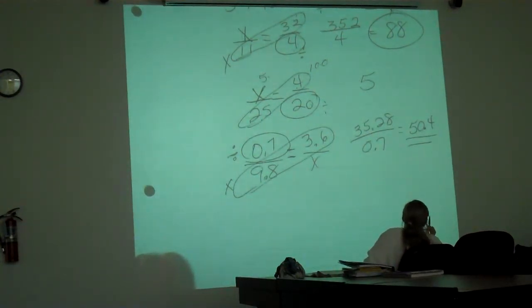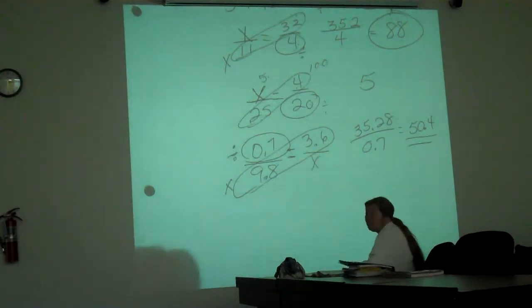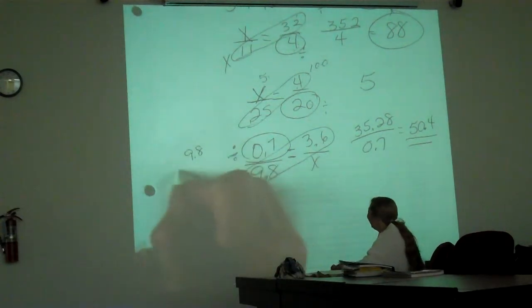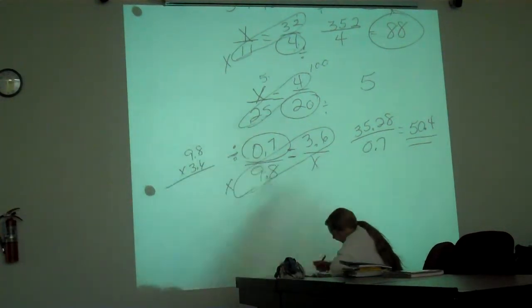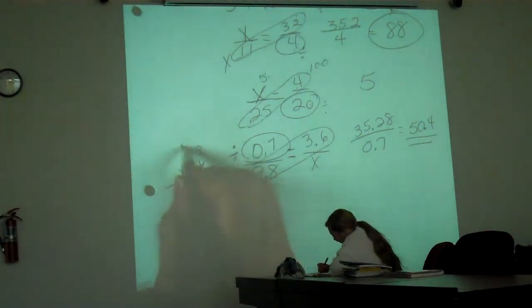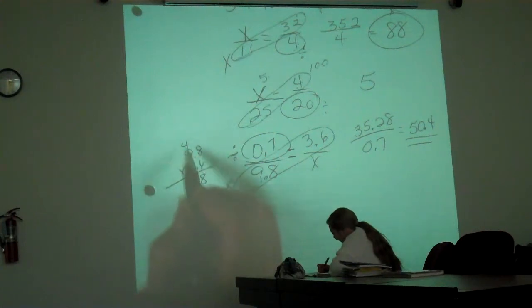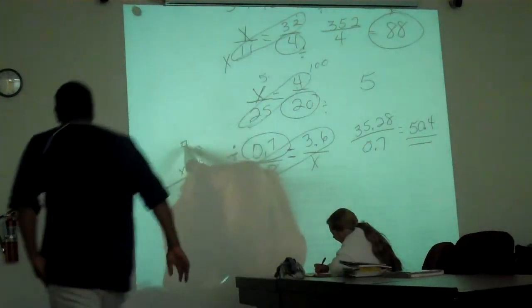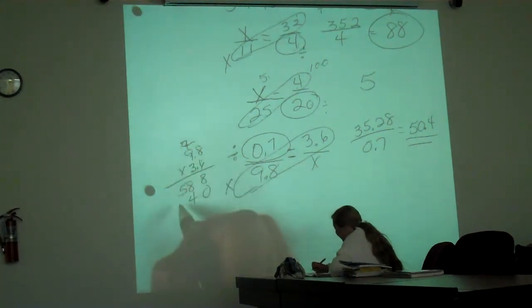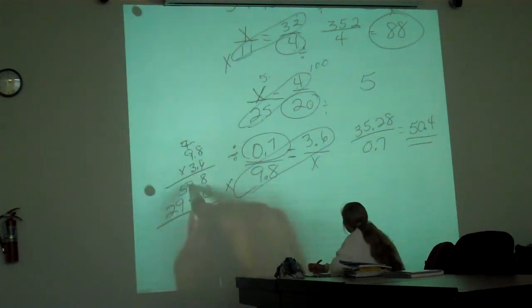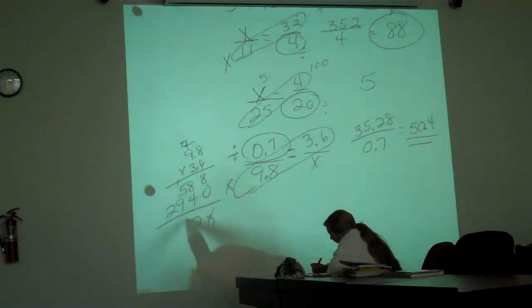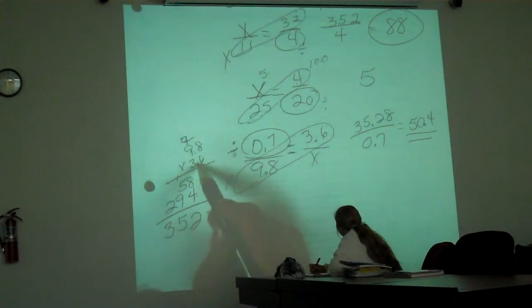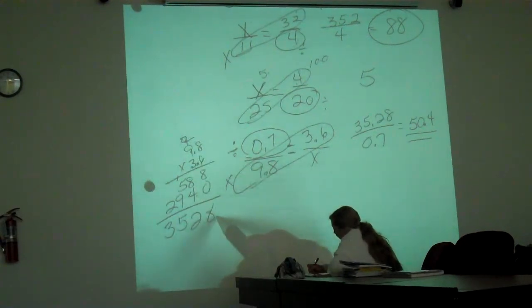How would you do it freehand though? Yeah. You do 9.8 times 3.6. 6 times 8 is 48. 6 times 9 is 54. Then for the 3, you have to put the 0 because it's the second number. 3 times 8 is 24. 3 times 9 is 27, 28, 29. And you have two decimals here, so you need to go back 2 times.